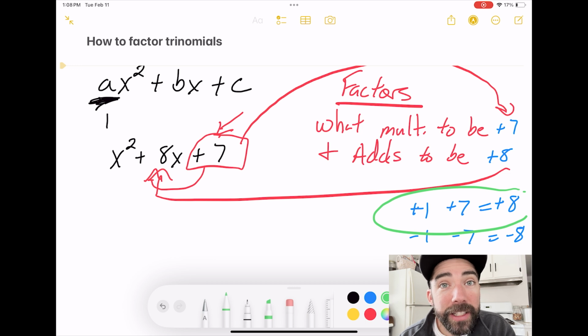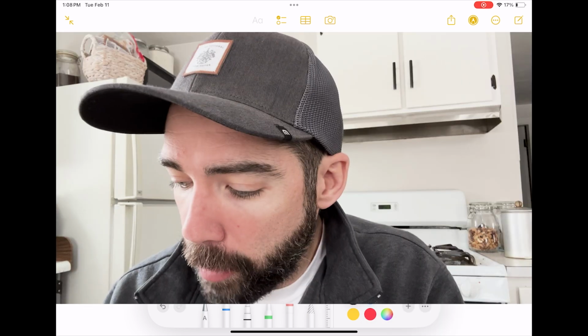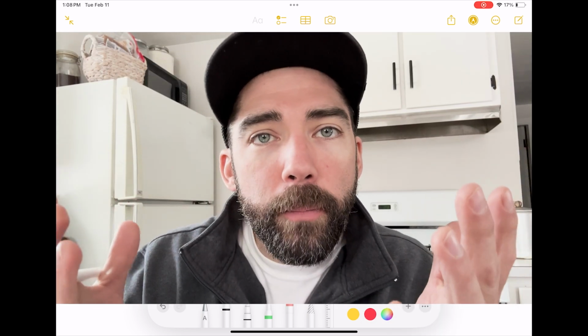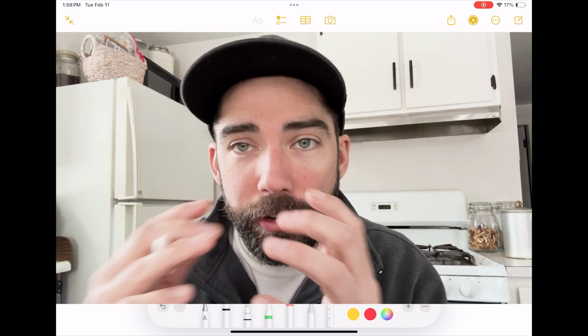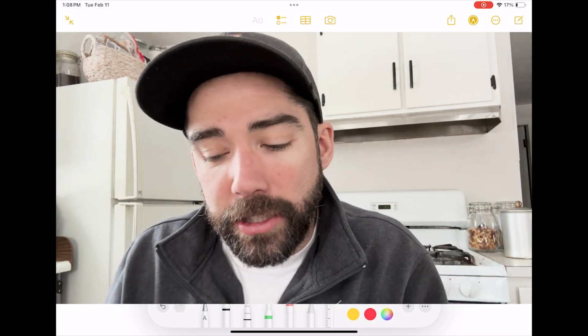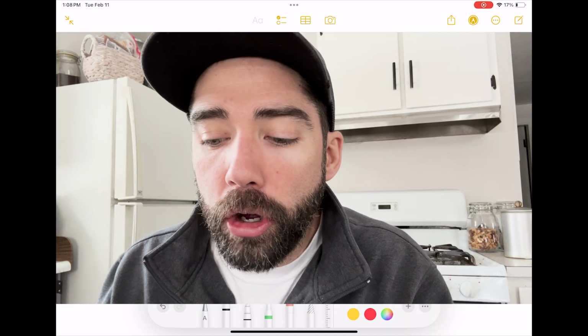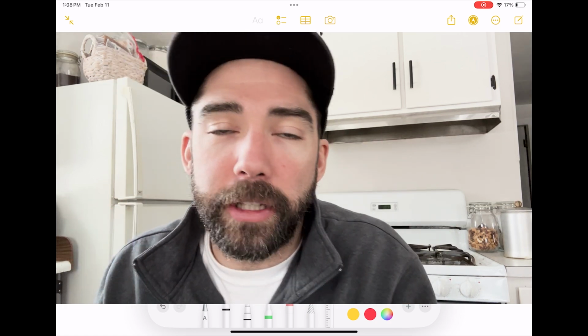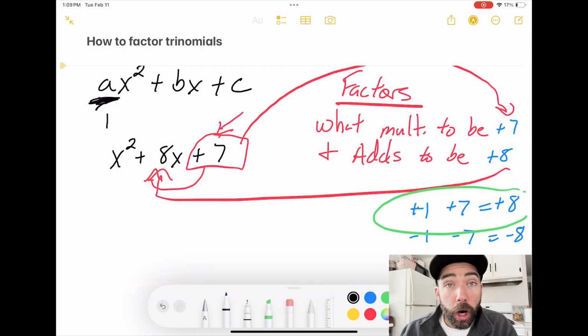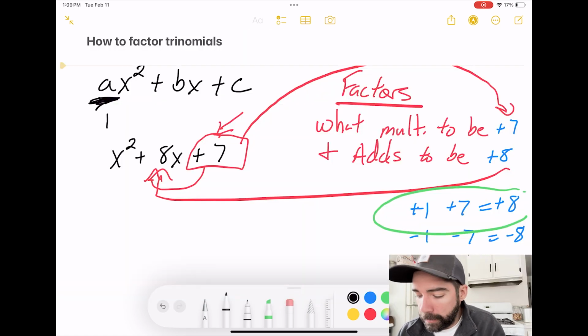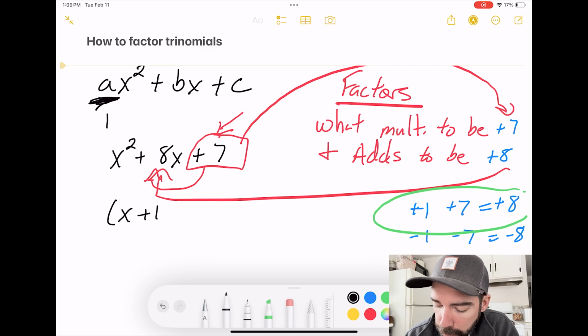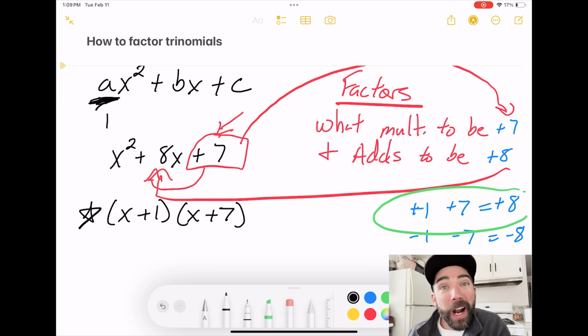This is what we're going to use to factor. Remember, factoring just means what multiplies together to be this answer. With factoring trinomials, we're saying what two monomials, and a monomial is x plus something, right? Or y plus something. So our two factors are x plus 1 and x plus 7. This is our answer. Voila.